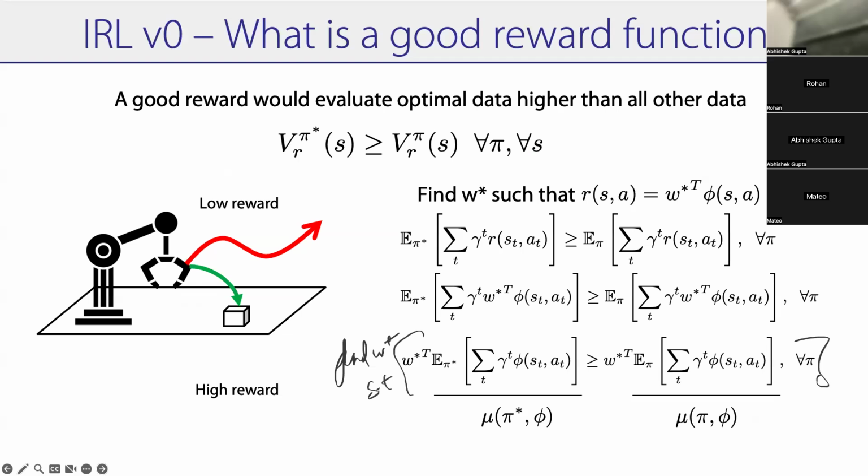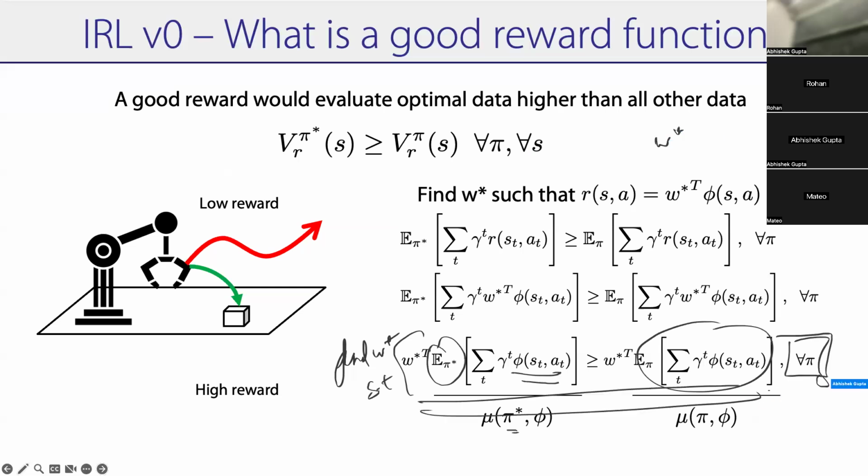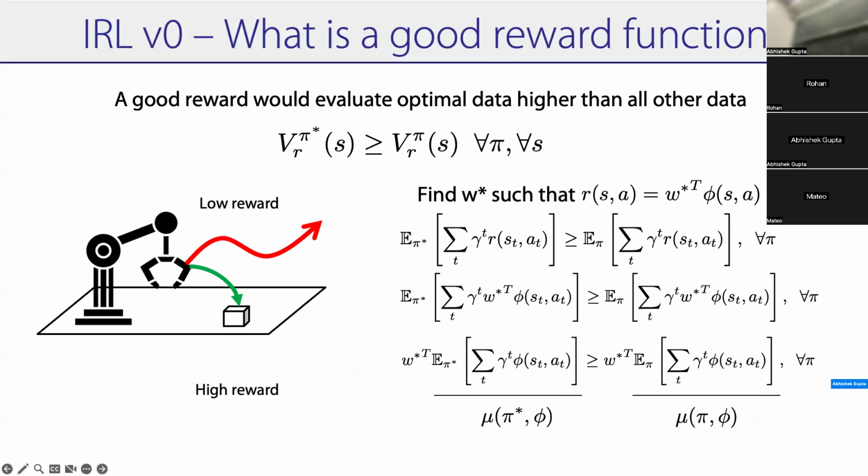How can we have an expectation of phi under pi star? So you know samples from the expert, and you know some features. So just take the average sum of features under the expert, and take the average sum of features under your policy. And you're trying to solve a constraint satisfaction problem. You're trying to say, let me find a W star such that this constraint is satisfied for all pi. It works for all policies.